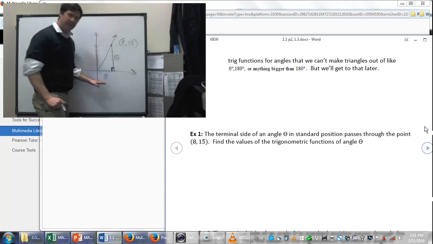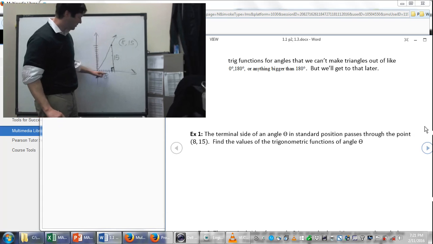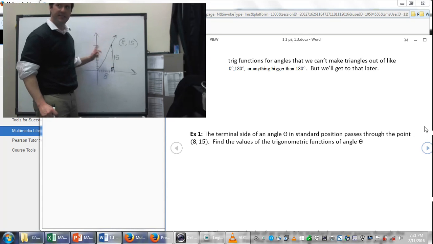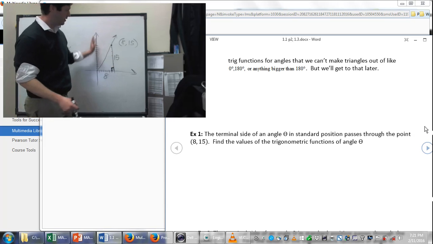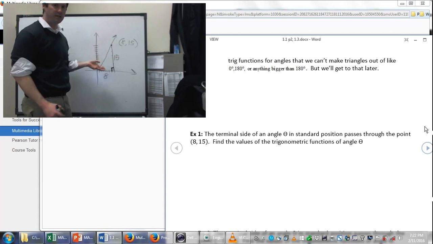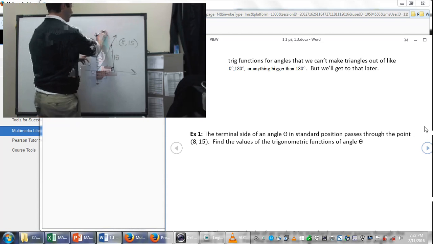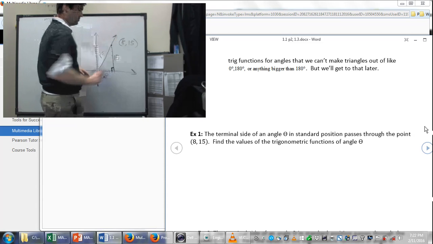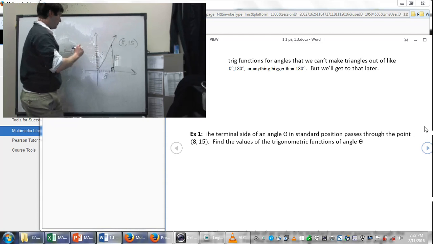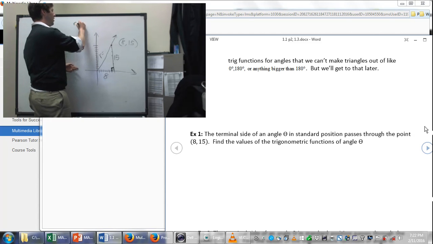They didn't tell me what my angle is. That's okay. I don't need it. My definitions don't require it. I can find the sine of this angle even if I don't know the angle. If I knew the angle, it would be really nice. I could just plug that in my calculator and get at least an approximation. So there is this. Really, this is all I need.